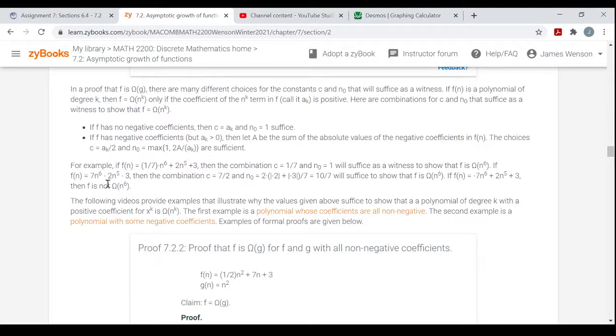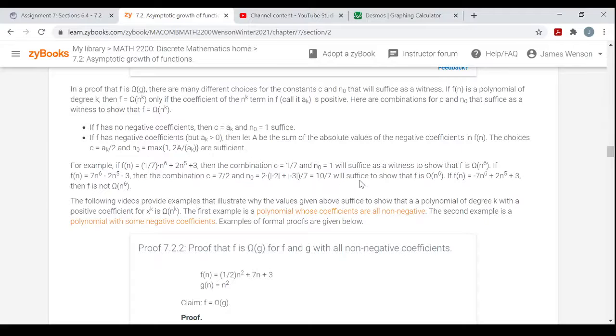So take c equals half the lead coefficient, 7/2. So we're looking at the graph of 7/2, 3.5 times n to the 6th. And n0 equals 2 times, now remember this a here was the sum of the absolute values of the negative coefficients, 2 plus 3, that's 5. That's 10/7. And whatever the largest of 10/7 and 1 is, well, 10/7 is bigger than 1.